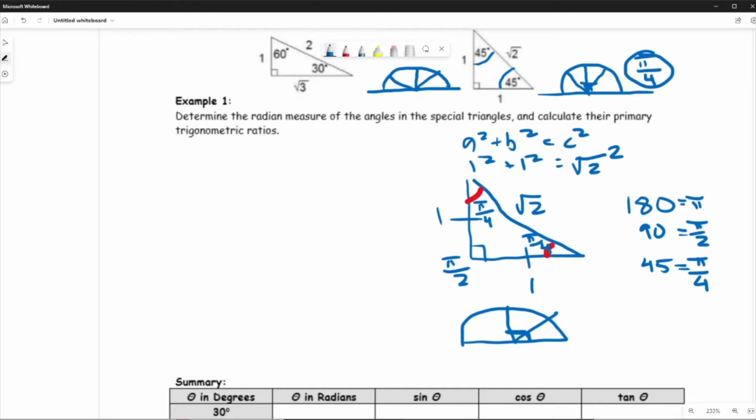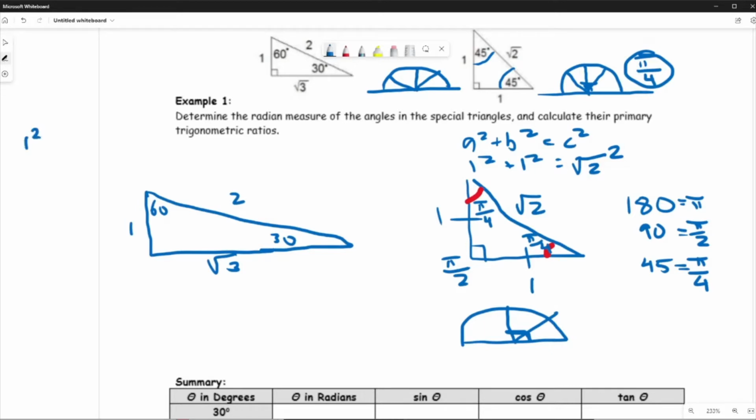Now the same thing can be used over here with this triangle, where we've got, sorry, that's greatly exaggerated how long it should be, but you get the idea: 1, root 3, 2. Once again, it's just a Pythagorean theorem thing: 1 squared plus root 3 squared equals 2 squared, because 1 plus 3 equals 4, once you do the squaring. Once again, it has a 90, and we know that the 90 is pi over 2.